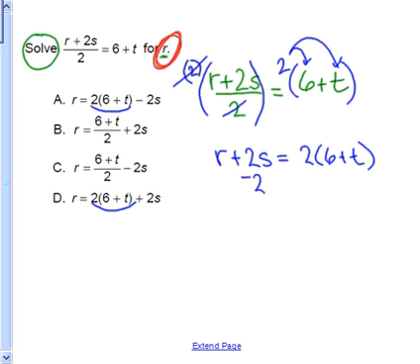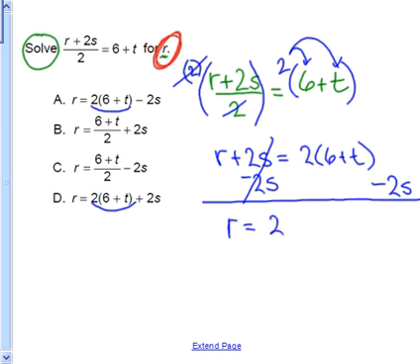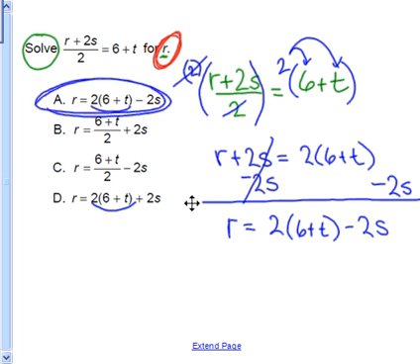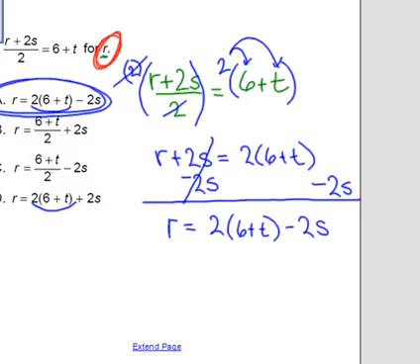Minus 2s, minus 2s, still no like terms. Whoops. There we go. So r equals the quantity 2 times the quantity 6 plus t minus 2s. Now I'm starting to see some things that look like this. And in fact, the answer is A. So sometimes what you choose to do may be perfectly right, it just may not be what the answer is, in which case back up and see if you see any part of the answer in some of your workings that you did before. Because if you do, you can probably fix that.